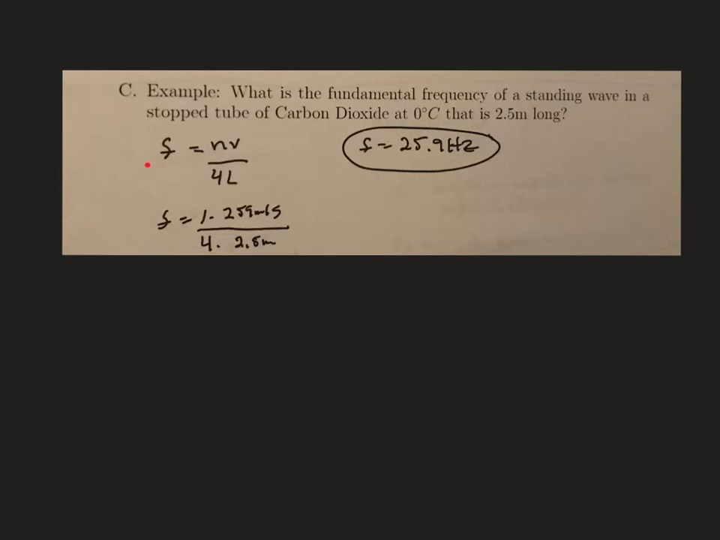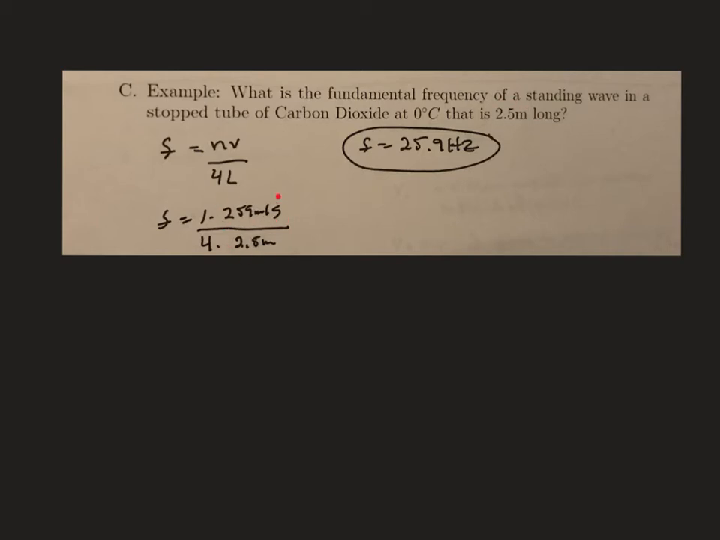So I wrote my fundamental frequency equation down, where frequency is equal to the harmonic number, since it's the fundamental frequency n will be 1 in this case, times the speed of the wave through the carbon dioxide, divided by 4 times the length of the tube. So we want to know what frequency is. We know n equals 1 because it's the fundamental frequency. And we know what the length of the tube is, the 2.5 meters.